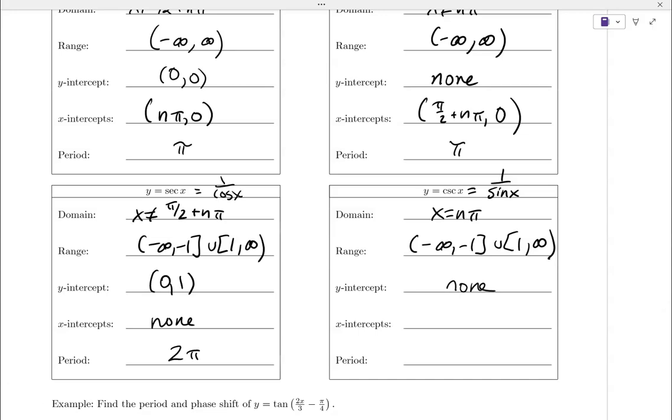Does the cosecant ever cross the x-axis? No. And its period is also 2 pi. So this, again, is just gathering important information for these.